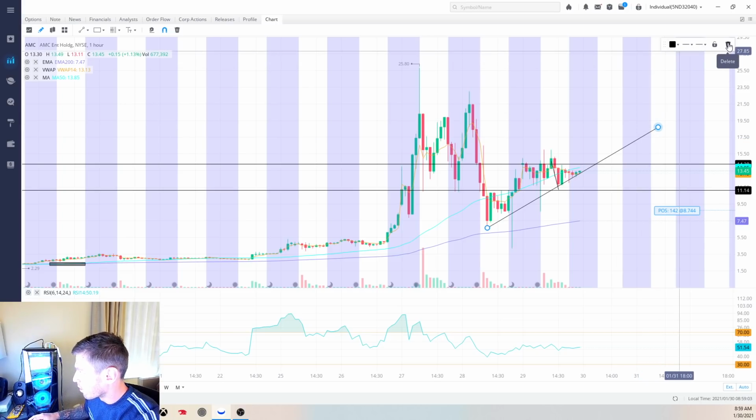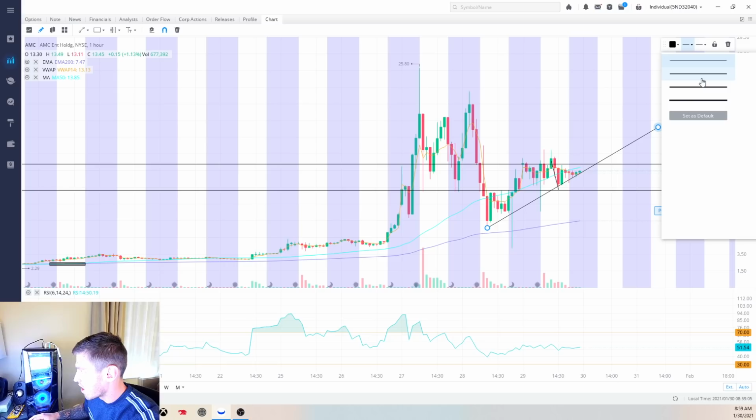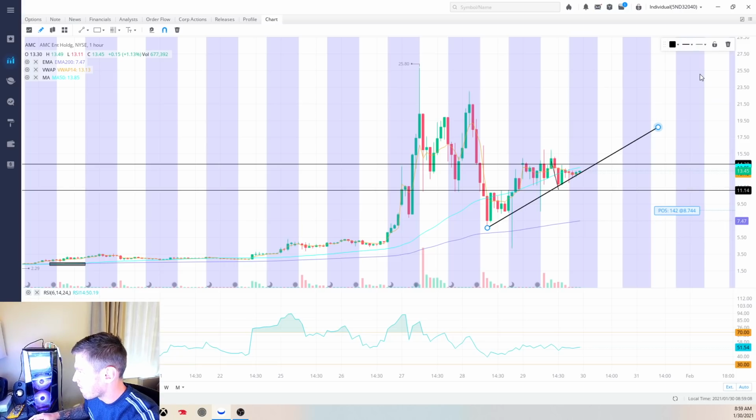You can come up here and remove the trend line at any time that you'd like. You can change the size of the line, the thickness of it, so it's easier for you to see. You can change the color.